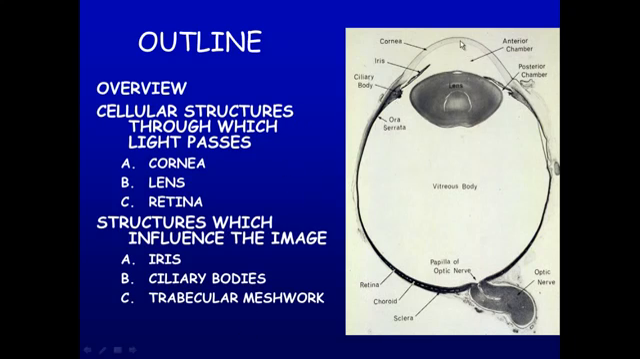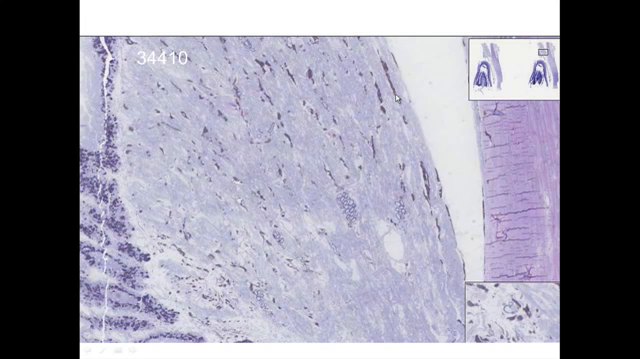Now we actually covered some of the things. The light comes through the cornea, the lens, and then part of the retina. And then there are also structures that influence the iris, the ciliary bodies and processes. Here we can see this is a ciliary muscle with the nerve cells in through here. So we're basically right in this region.